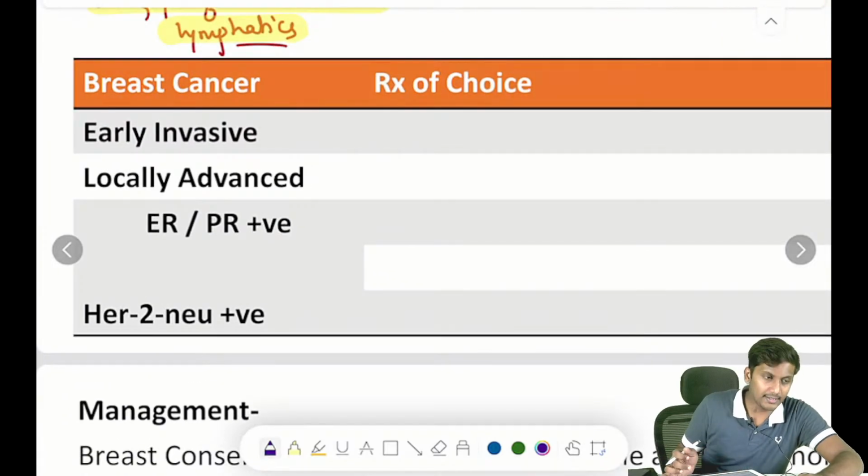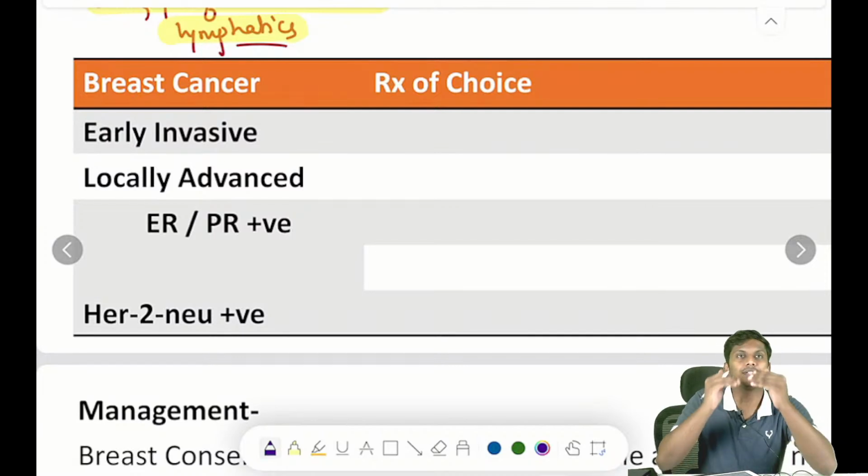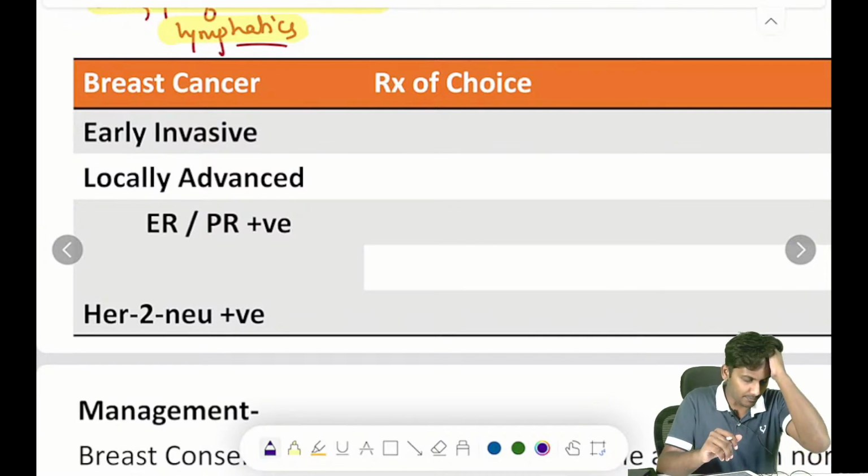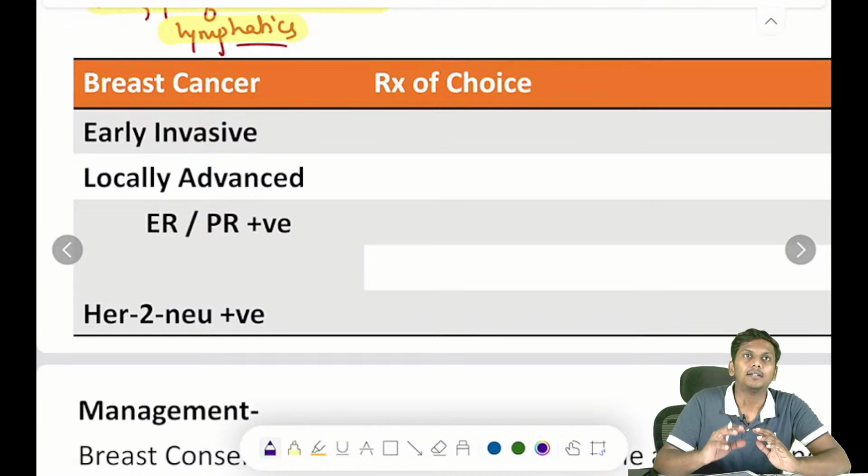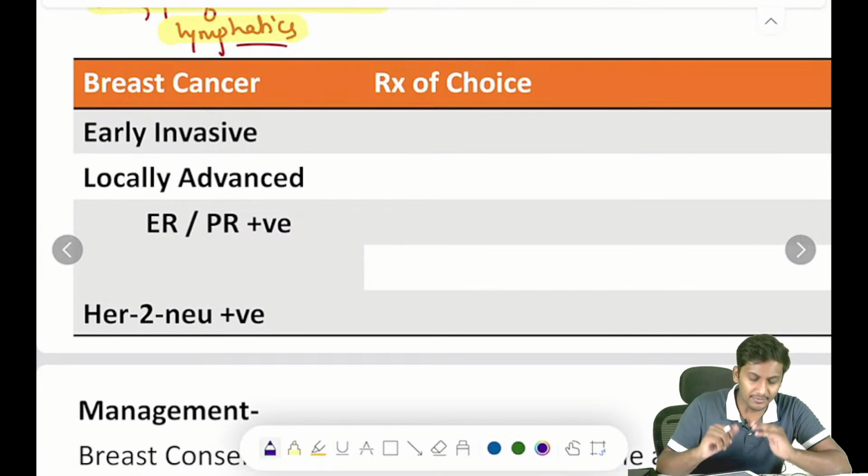Okay, let's start with the management of breast cancer. We have spoken about the three varieties of breast cancer depending on the staging. Stage 1 and stage 2 will be considered as early invasive breast cancer. Stage 3 A, B, C will be considered as locally advanced breast cancer, LABC, and stage 4 will be considered as advanced breast cancer. The management will be different for all these types. You have to remember that.